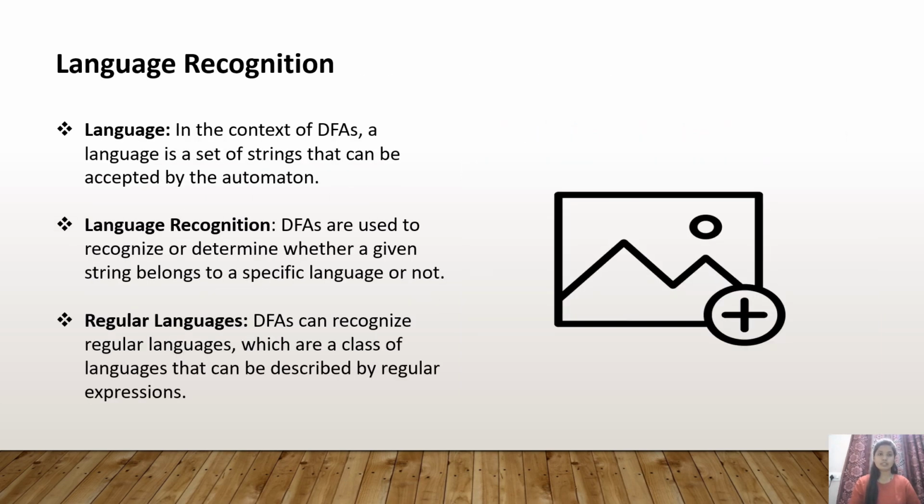Next, we will discuss language recognition. First, language. In the context of DFAs, a language is a set of strings that can be accepted by the automaton. Next, language recognition. DFAs are used to recognize or determine whether a given string belongs to a specific language or not. Next, regular language. DFAs can recognize regular languages, which are the class of languages that can be described by regular expressions.